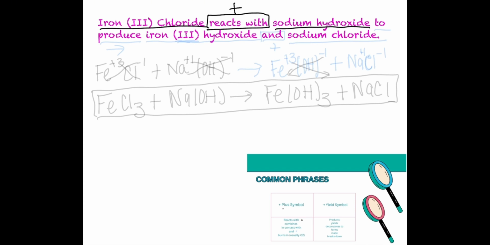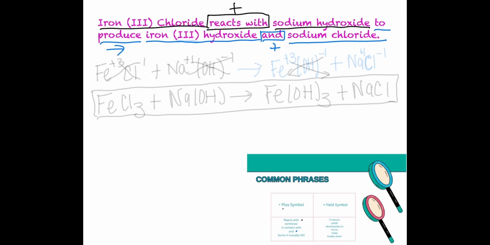Next, I'm going to identify my products. I see to produce. If I'm going to produce something, that means that whatever follows is going to be in my products. So I know that from here, I am going to have a yield sign. Then my products are iron 3 hydroxide and sodium chloride, and I see the common phrase and. If I look down here, I see that and falls under the plus symbol. So I know that I'm going to write a plus symbol.